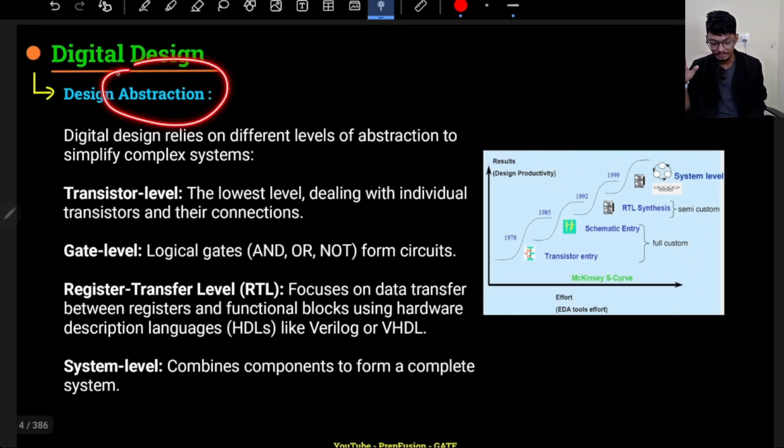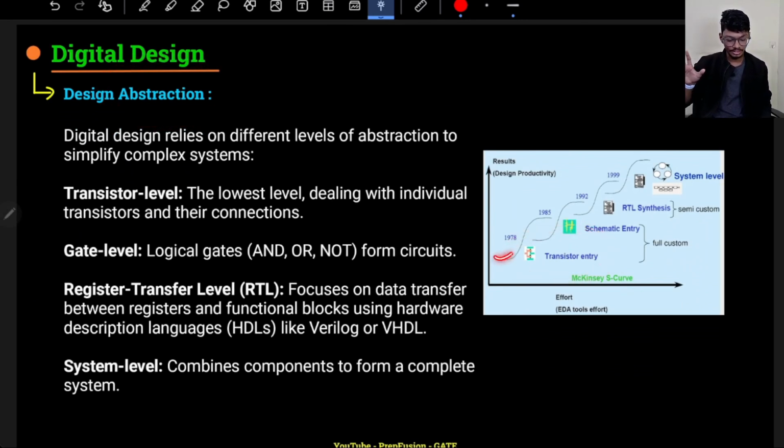We make a few abstractions, because initially, around 1978, we used to design our circuit with transistors. We just placed a PMOS and NMOS, and like that we designed our circuit. Then we moved to schematic entry. I will tell you about each level slowly.